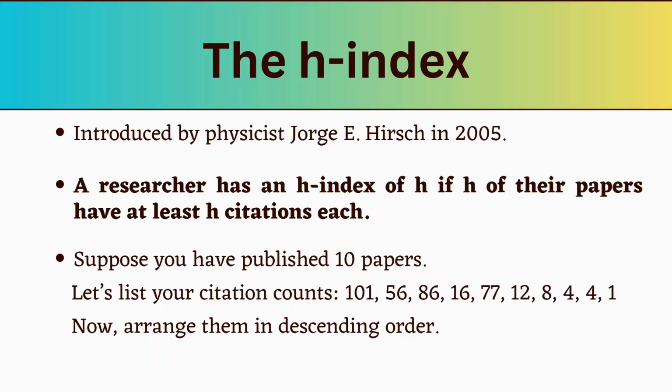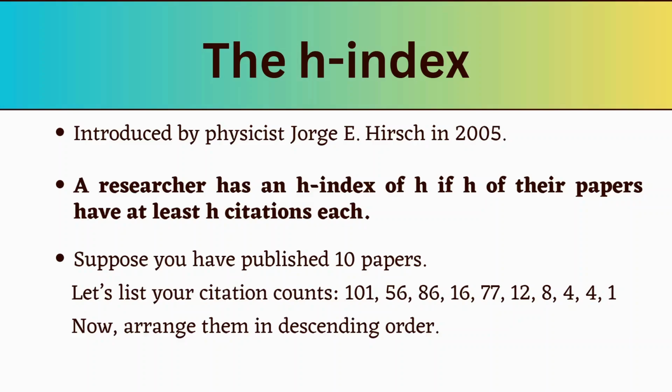The H-index was introduced by physicist E. Hirsch in 2005. The H-index attempts to balance quantity, that is number of papers, and quality, that is citations received. It is defined as: a researcher has an H-index of H if H of his papers have at least H citations each. Difficult? We will understand this with an example.